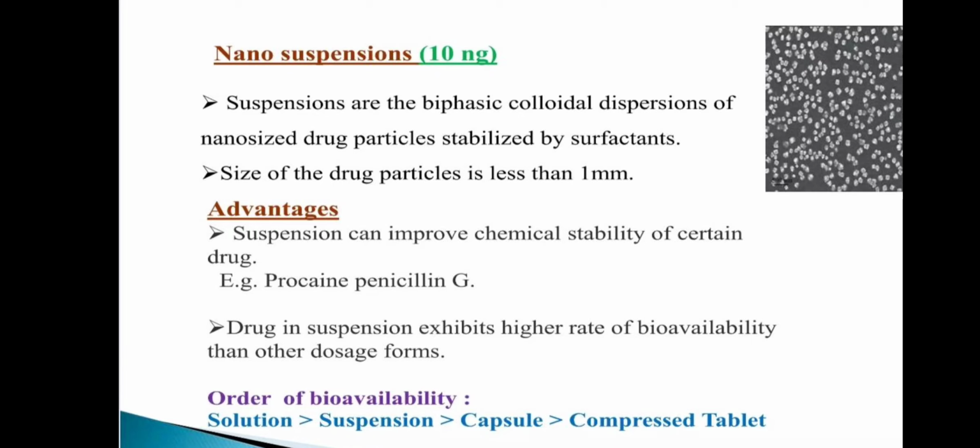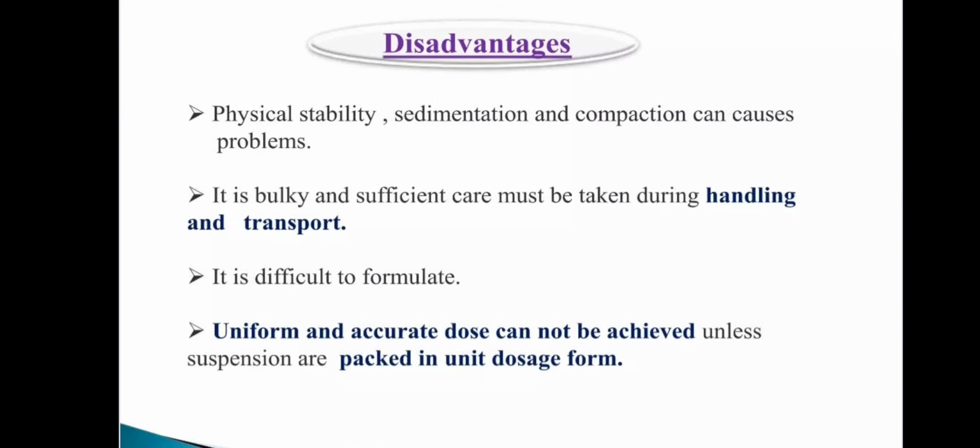Then advantages: suspension can improve the chemical stability of certain drugs, for example procaine penicillin G. Drug in a suspension exhibits a higher rate of bioavailability than other dosage forms. Order of bioavailability: solution greater than suspension, greater than capsule, greater than compressed tablet.